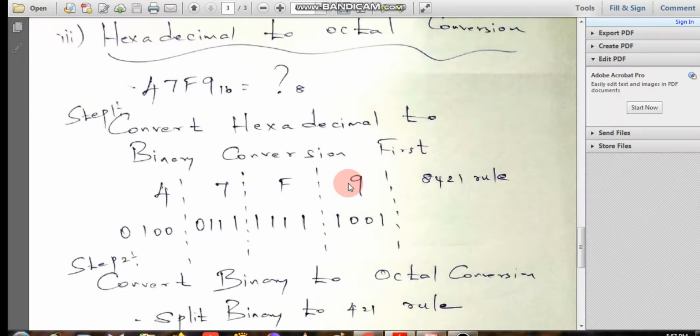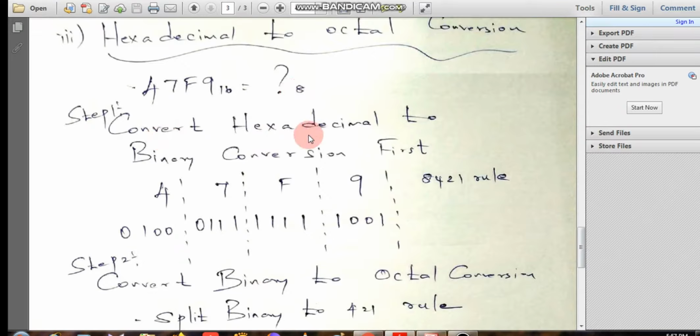And the last one is hexadecimal to octal conversion. Here also it is not possible to convert a hexadecimal number directly to octal. In octal also it is not possible to convert a direct octal number into a direct hexadecimal form. First of all, you should convert it into binary. From the binary itself it is possible for you to obtain the octal number. The given number is 47F9 to the base 16. You are supposed to find the base 8 value.